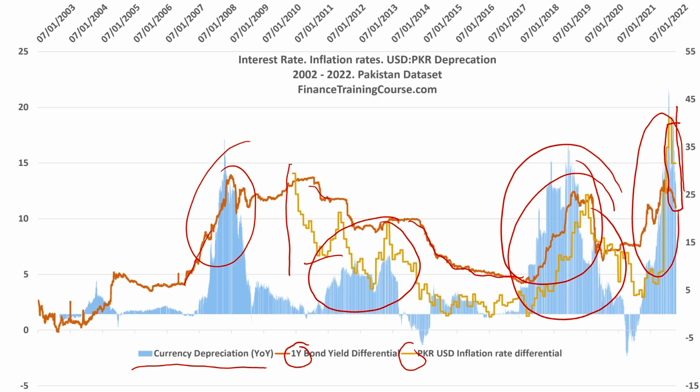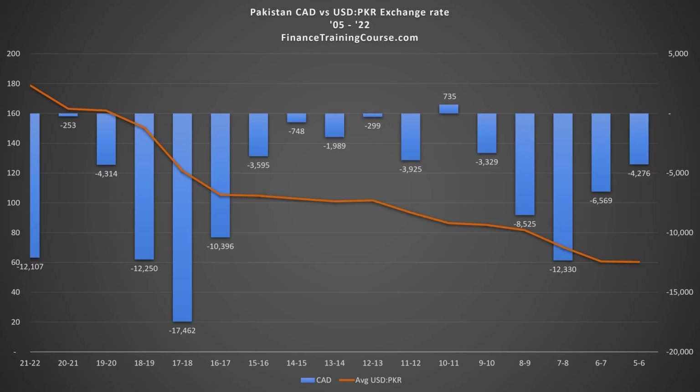Model number 2 is also closely linked to model number 3. What drives the interest rate differential? What drives the inflation differential? What drives the currency rate depreciation? And model number 3, to our mind, essentially looks at trade data. So model number 3 looks at trade, balance of payment, and current account deficit data.